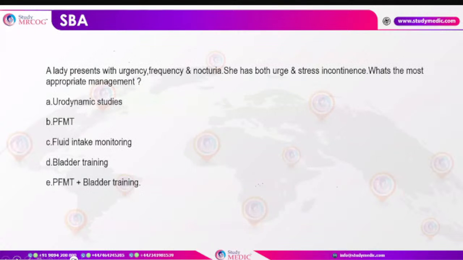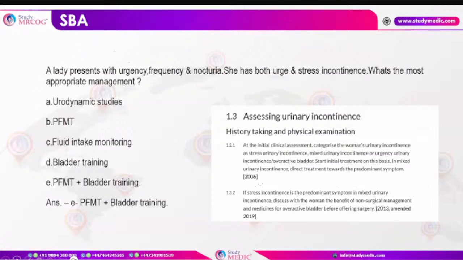Now, another lady, she presents with urgency, frequency, nocturia. She has both urge and stress incontinence. So, what is the most appropriate management for her? You will do urodynamic studies, offer her PFMT, you will monitor her fluid intake, you will offer her bladder training, or you will offer her PFMT plus bladder training. Now, this woman has symptoms of both urge incontinence and stress incontinence. So, that is why you will offer her PFMT as well as bladder training.